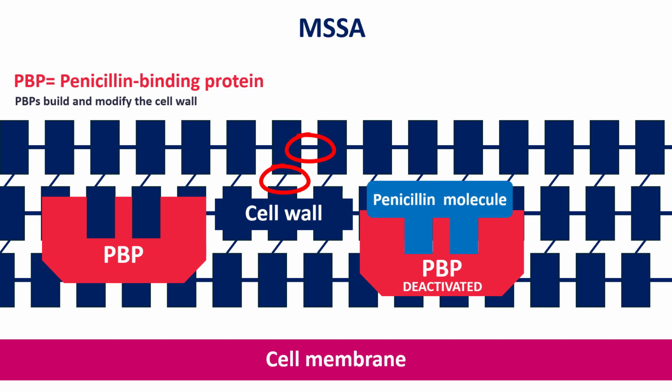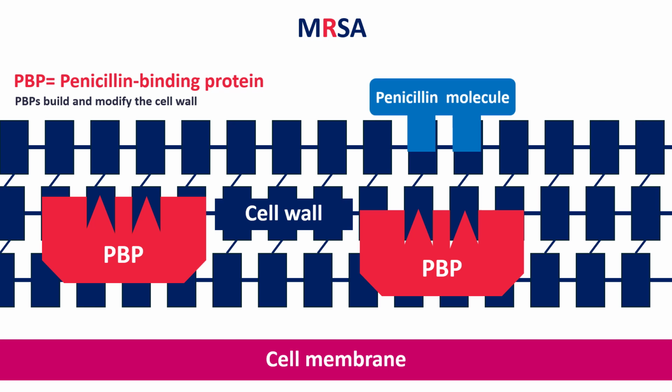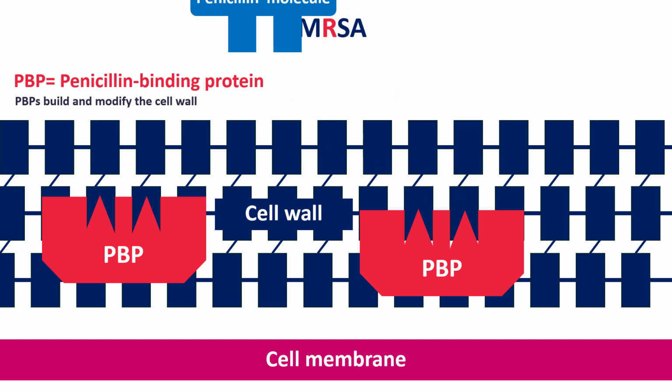Well, in MRSA, these penicillin-binding proteins, PBPs, are modified in such a way that they have a very low affinity for penicillins, including antistaphylococcal penicillins. And if the penicillins cannot bind to them, they cannot deactivate them, they cannot exert their effect. And this is why even antistaphylococcal penicillins do not work against MRSA.